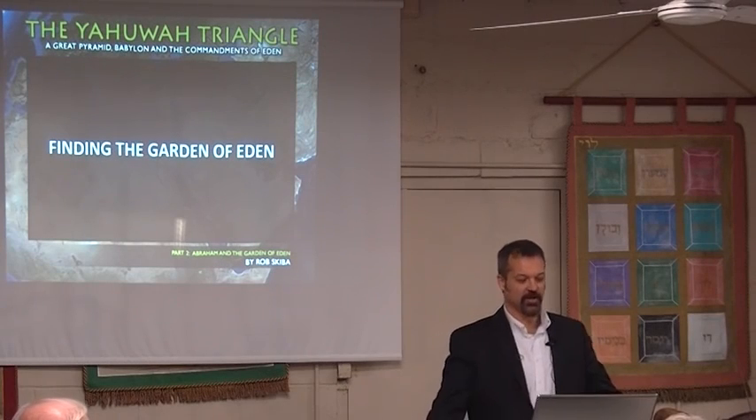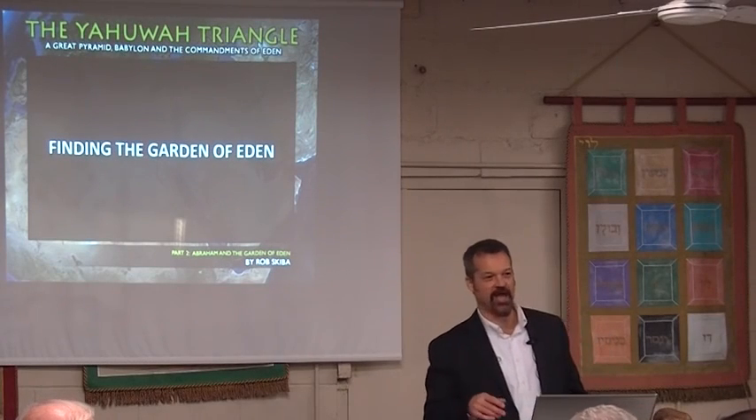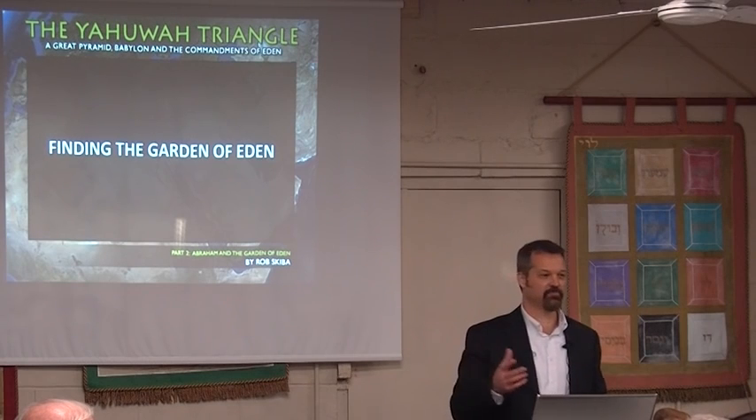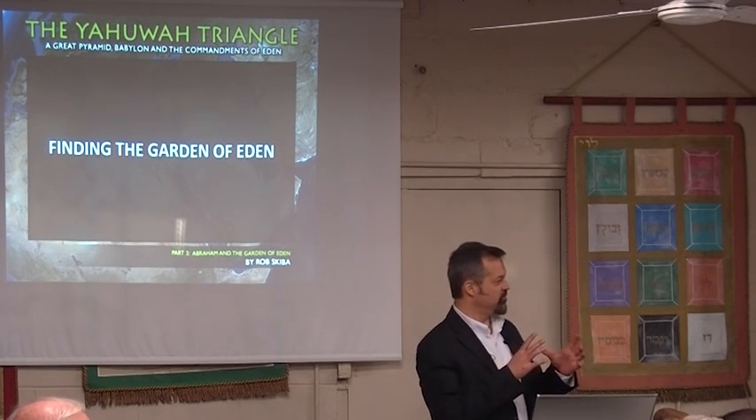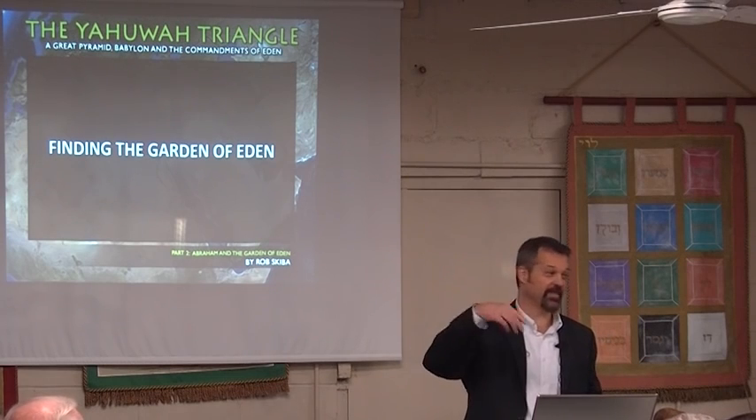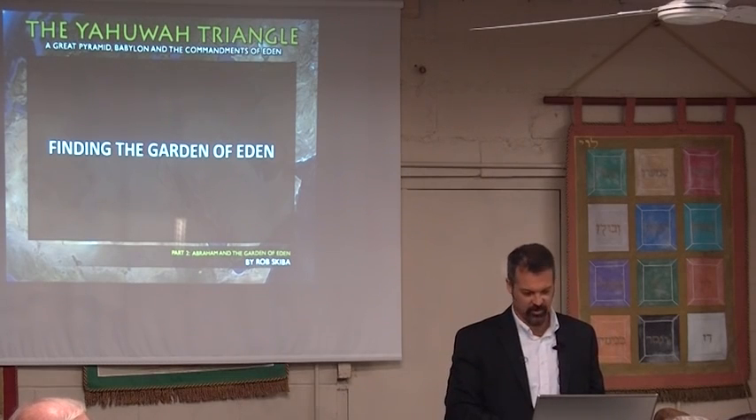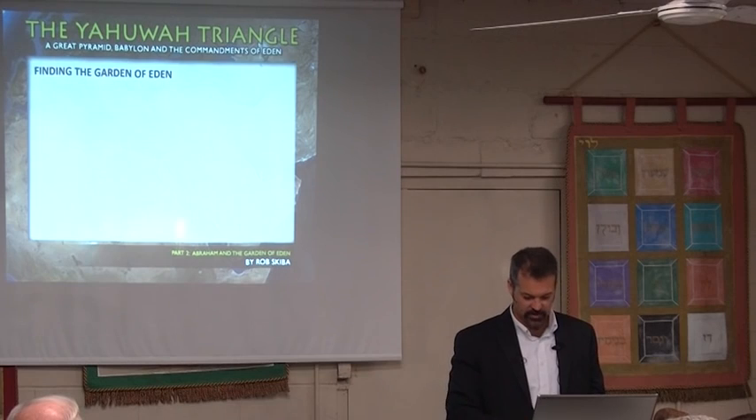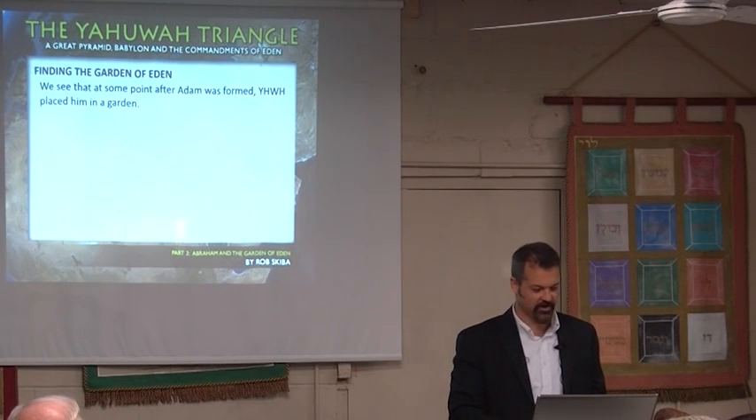Okay, moving on. Finding the Garden of Eden. We know that Adam, wherever he was created, in a place called Eden, was moved to a garden that was placed eastward within Eden. So, I started to look for the Garden of Eden. We see that he's put eastward in Eden.